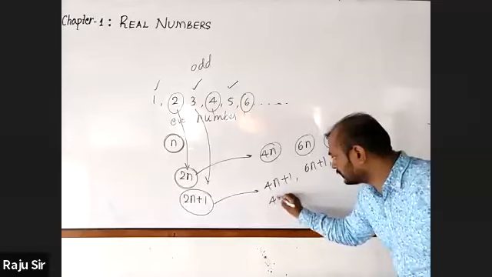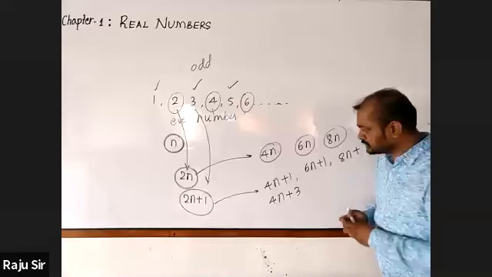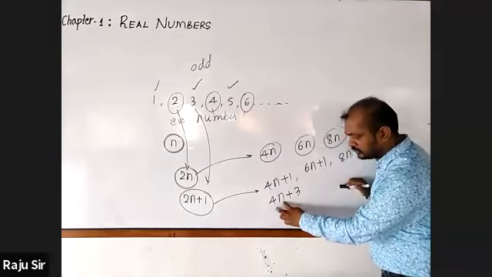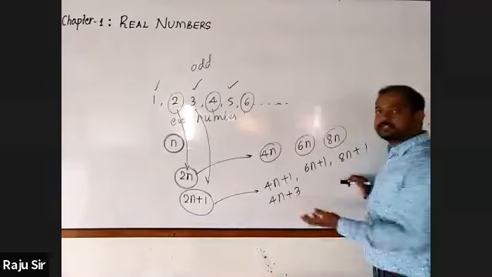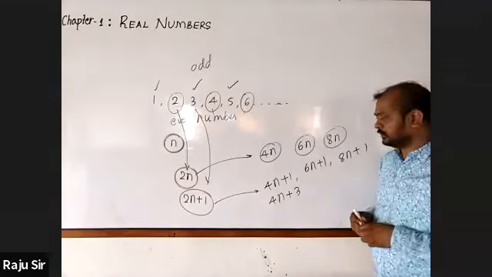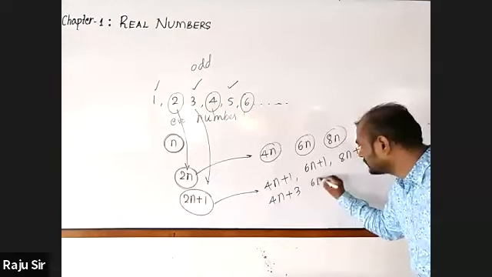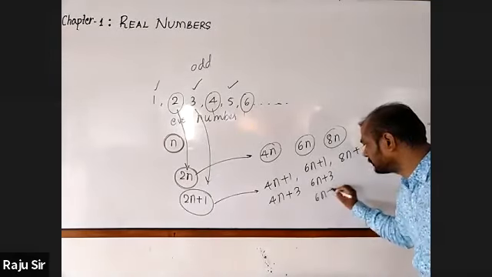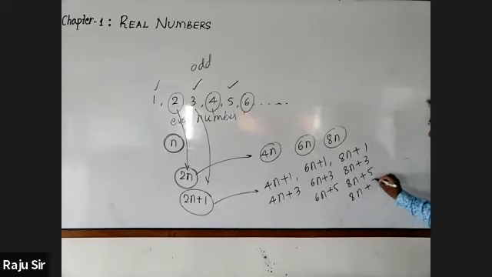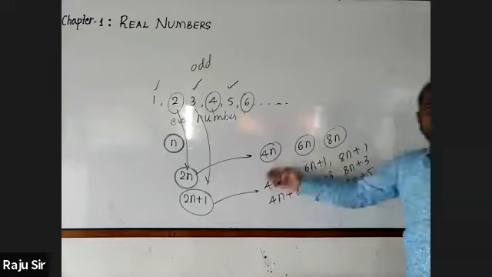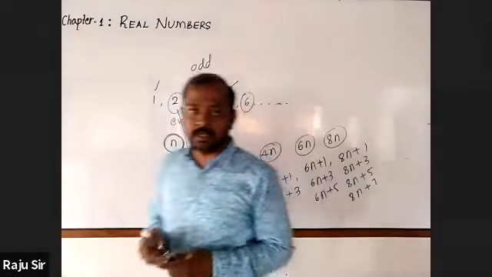this 4n plus 1, we can even write the odd number as 4n plus 3. When you substitute any number in place of n, suppose you take 5, 4 5s are 20, 20 plus 3, 23, odd number. Similarly, here 6n plus 3, 6n plus 5. In the same way, here 8n plus 3, 8n plus 5, 8n plus 7. See, these are all the different patterns of odd numbers.